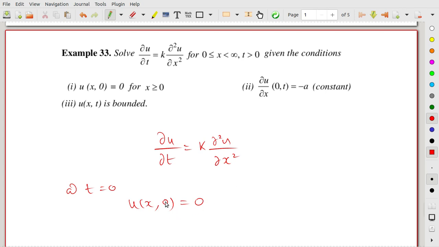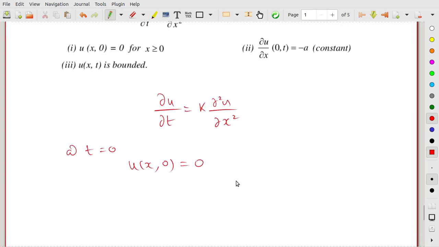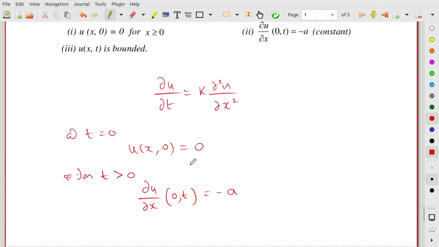Okay, so they also provided, for t greater than 0, dou u by dou x of 0 comma t equals to minus a. Okay, where this is a constant. So these are the conditions they have provided. So we always look for either u of 0 comma t or u prime of 0 comma t in our problem.